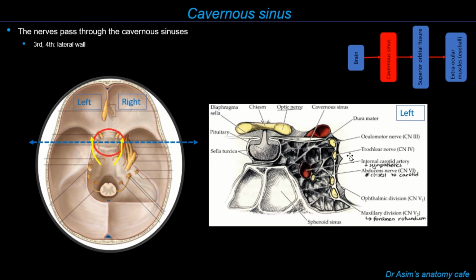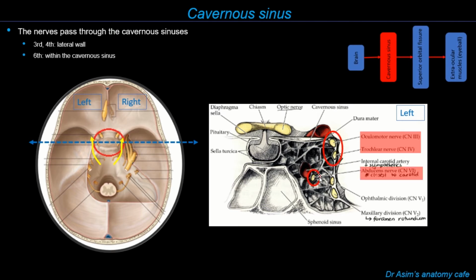Several nerves can be seen passing through the cavernous sinus. The oculomotor nerve and the trochlear nerve, which means the third and the fourth cranial nerve, can be seen passing through the lateral wall of the cavernous sinus, in addition to obviously the ophthalmic and maxillary divisions of trigeminal, but we're interested in the oculomotor and trochlear for now.